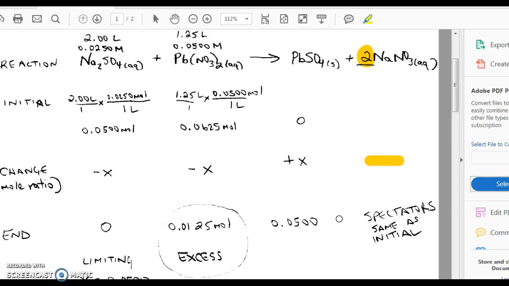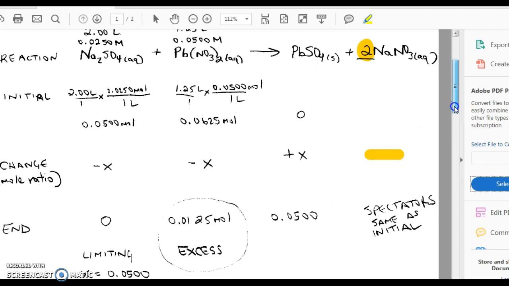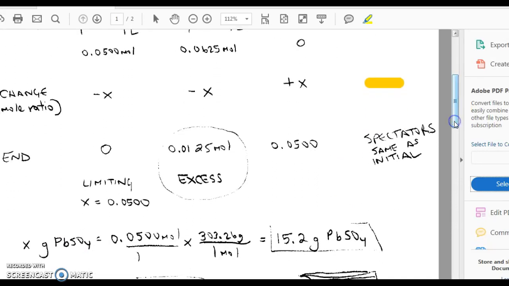So that tells me that the sodium sulfate is going to be the limiting reactant. And so by definition, the limiting reactant is completely used up. So I can put its ending number of moles as 0 and label it as my limiting reactant. And then that also lets me know what my X is equal to. Because if I start with 0.05 moles and I end up with 0 and my change is minus X, then that X is equal to 0.05 moles.